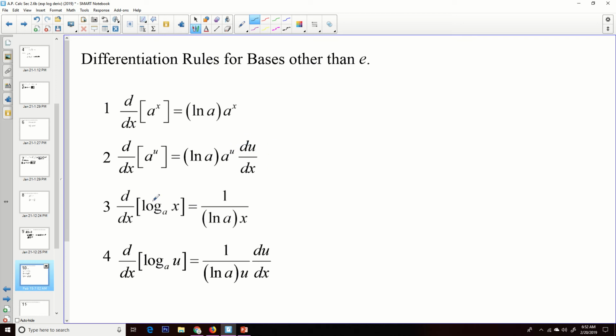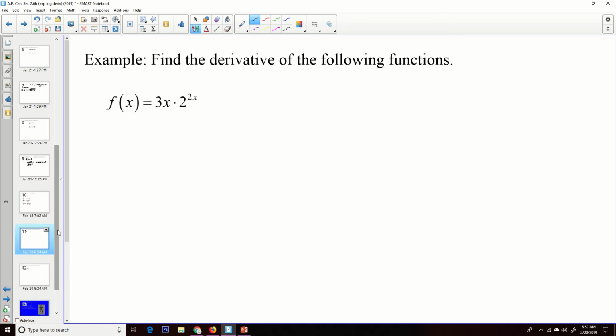And then the derivative of the logarithm of any base a of x will be 1 over the ln of a times x. And then the derivative of log base a for some expression u will be 1 over the ln of a times that expression u times the derivative of whatever that expression is, and this u has to stay on the bottom. So let's do an example or two that involves that.